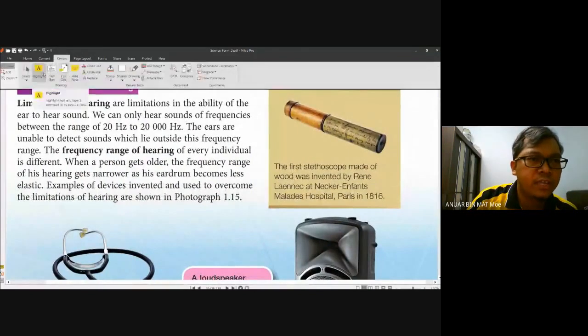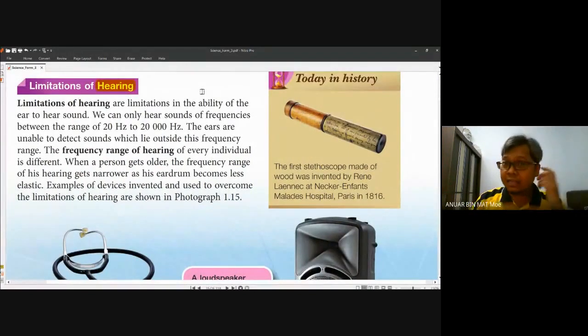Limitation of hearing. Tadi kita belajar tentang limitation of sight. Now is limitation of hearing. Okay? Apa yang kita tak boleh dengar? Kita boleh dengar seperti biasa, but there are sounds that we cannot hear. This is what we call limitation of hearing. Okay. What is the limitation? It is the limitation in the ability to hear sound.